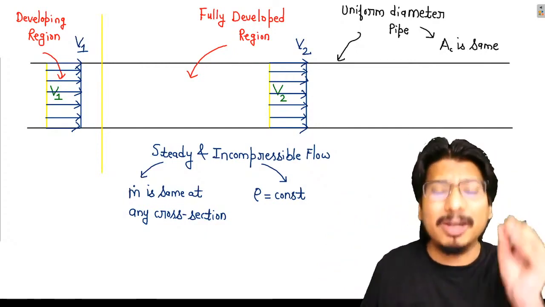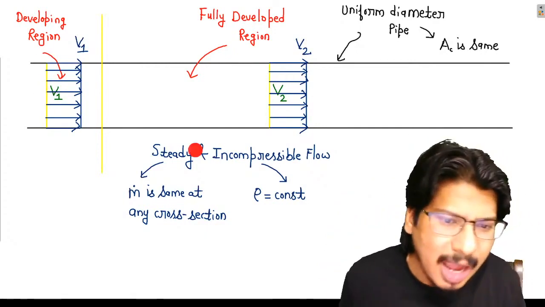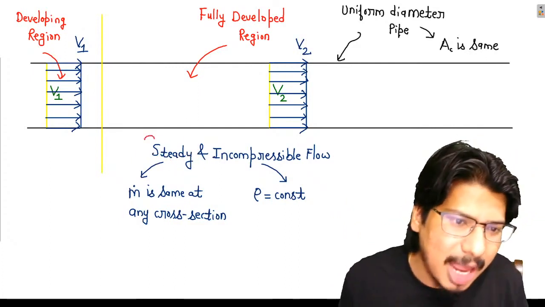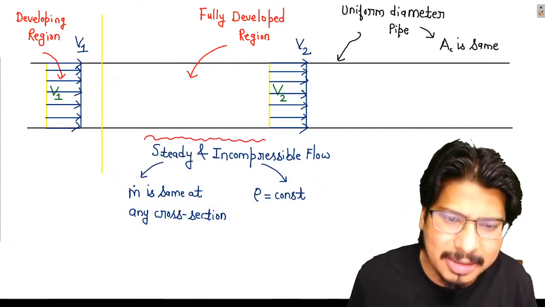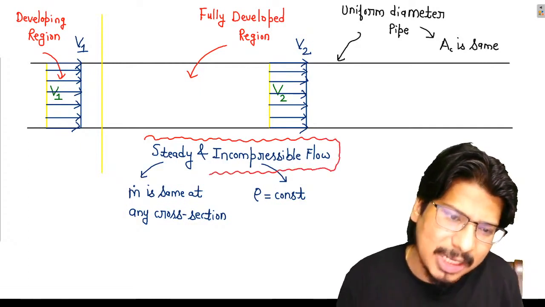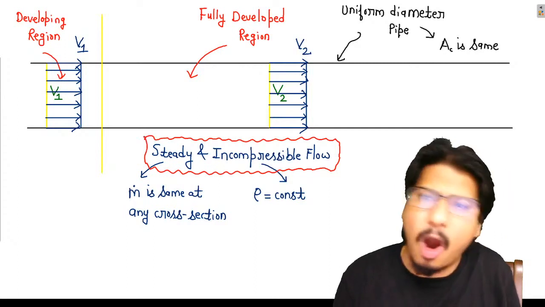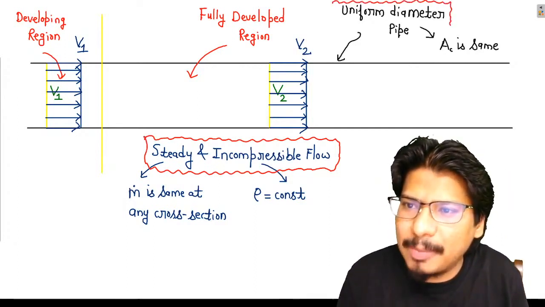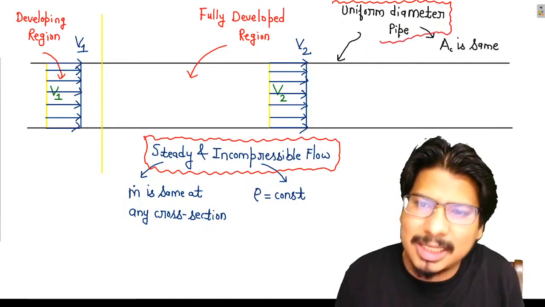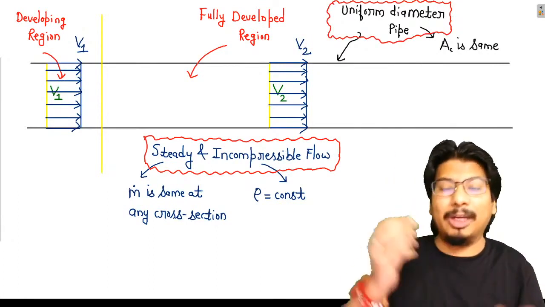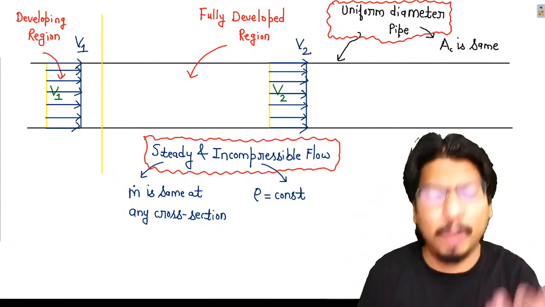Why are they equal? Because in both cross sections, I have given you the condition: I am having a steady and incompressible flow through a uniform diameter pipe. What is the meaning of steady and incompressible flow? The mass flow rate will be the same.